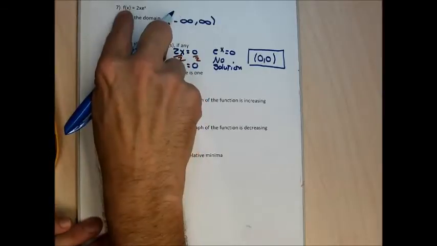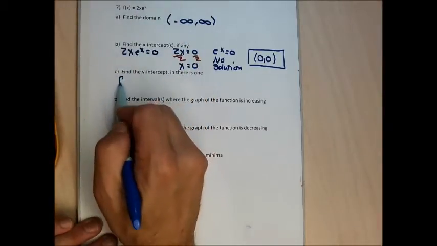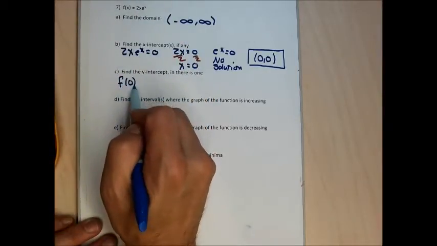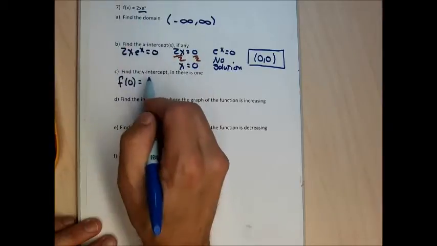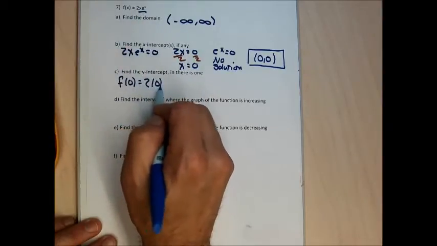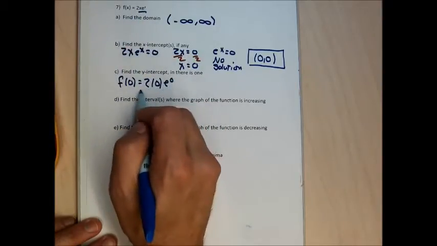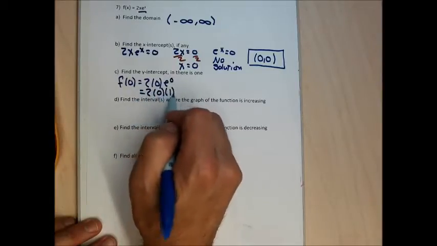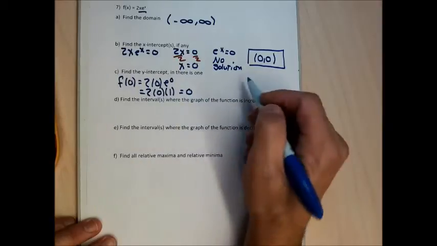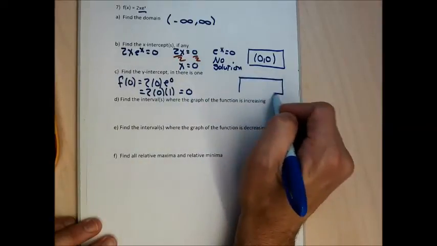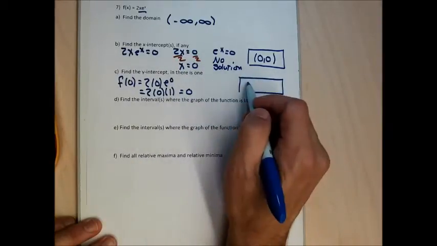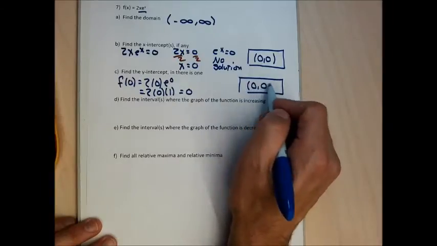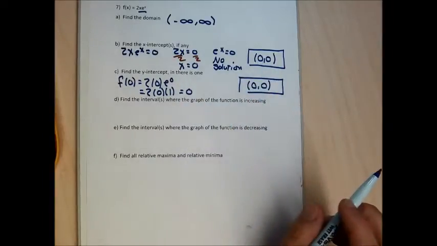To find the y-intercept for part C, I plug in 0 for all the x's. I get f of 0 is 2 times 0 times e to the 0. E to the 0 is 1, so this is 2 times 0 times 1, and that's equal to 0. The y part of my y-intercept is 0. The x part of any y-intercept is always 0. So both the x and the y-intercept are 0.